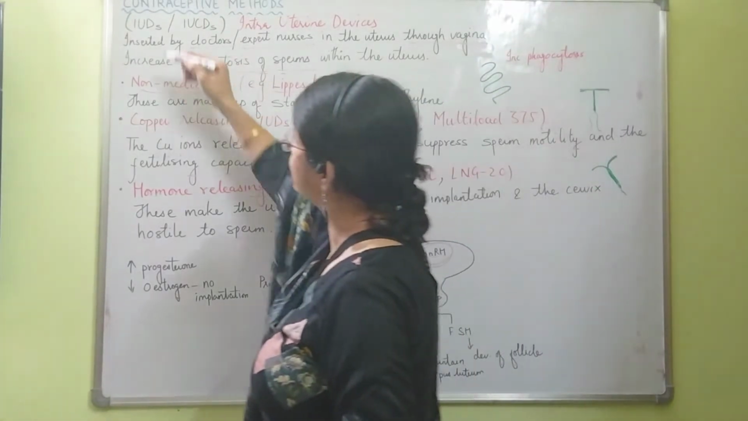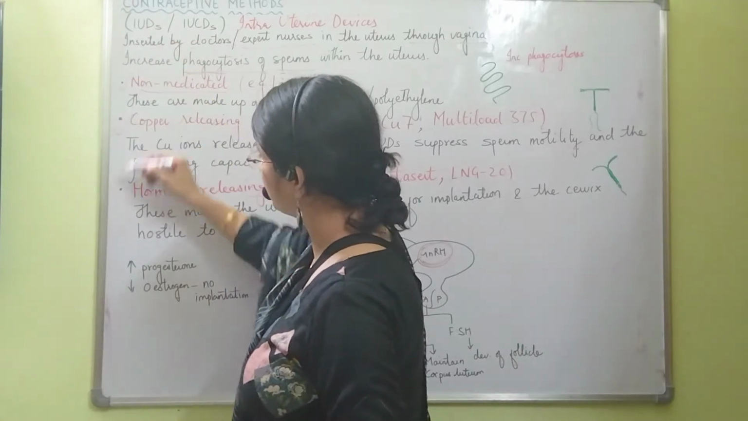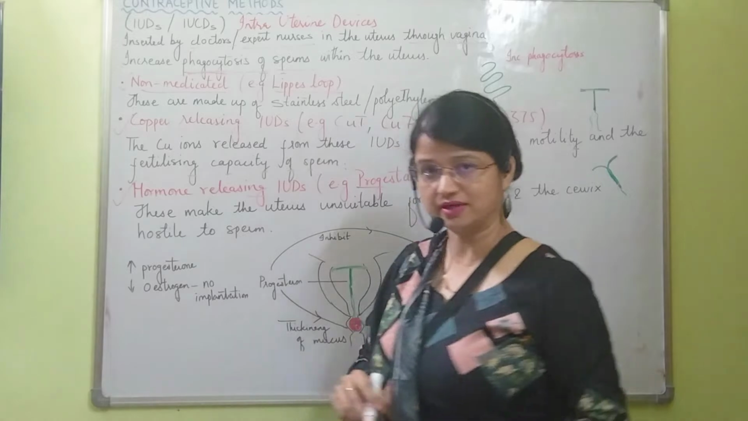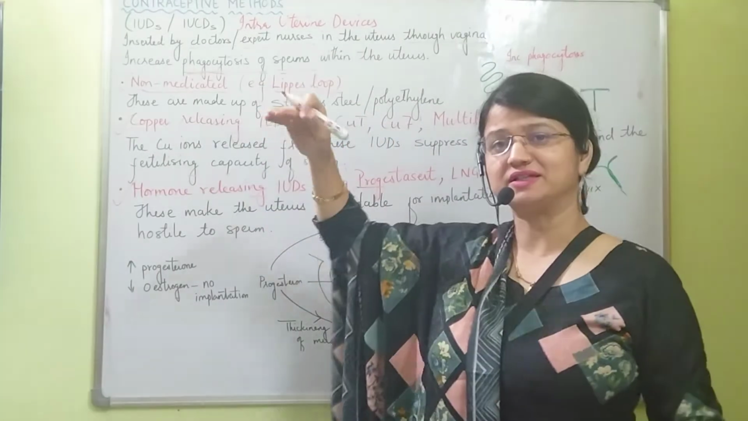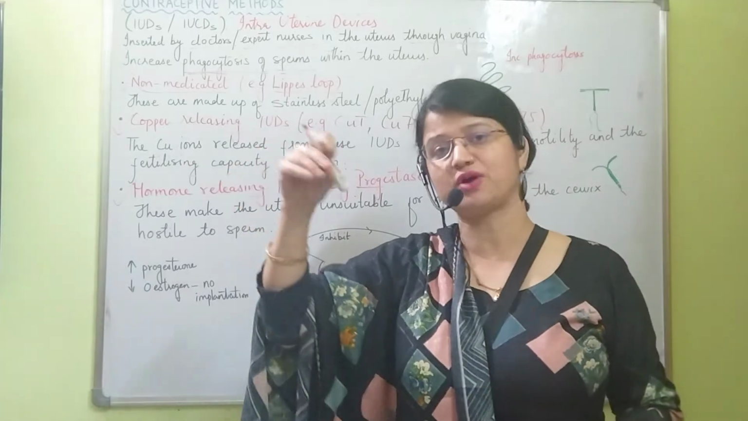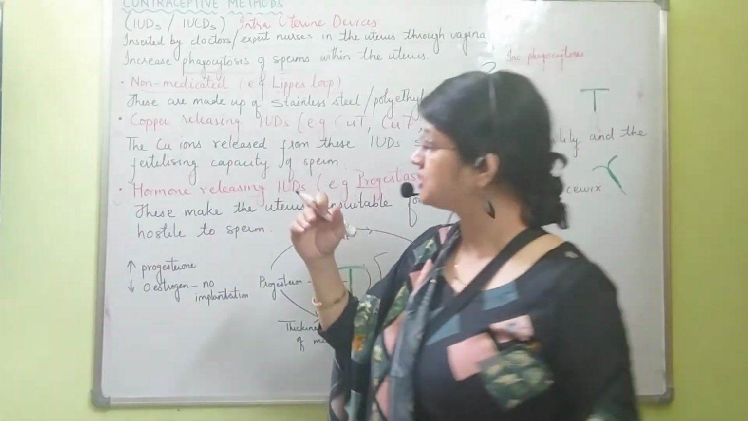Now they can be classified into three categories: non-medicated, copper releasing and hormone releasing. This is a very important question, and it comes under the category of 3-mark questions, where you have to explain the three different types of IUDs. So here you can explain.